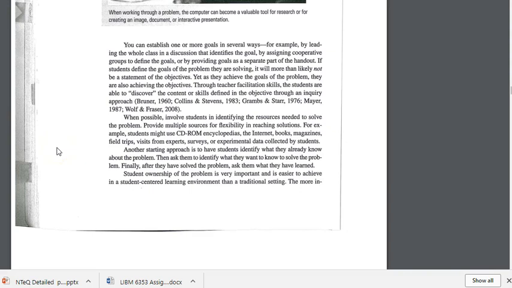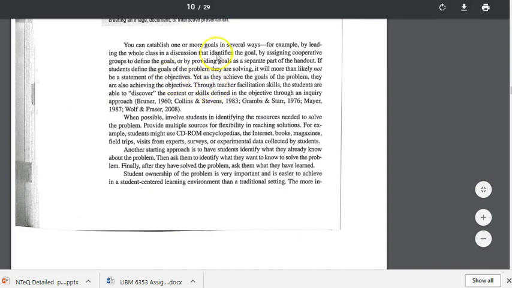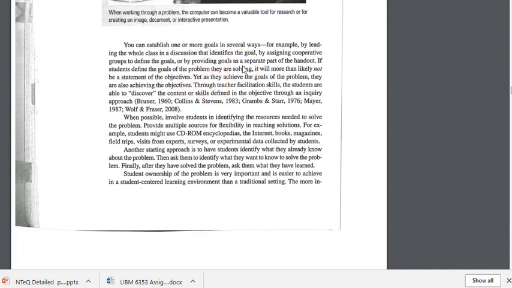So you can establish your goals in several different ways. You might want to go back through this PDF, this is page 10, and just read back through how to navigate and get the students more involved.